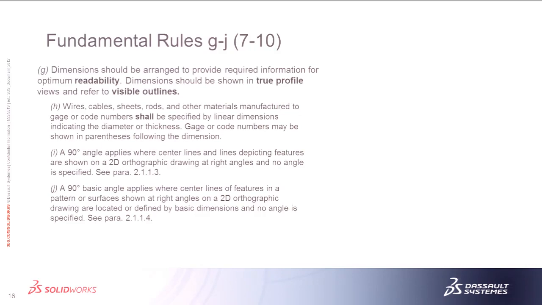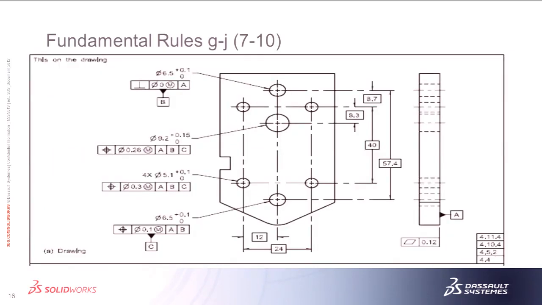Dimensions should be arranged to provide required information for optimum readability. True profile is big on this one, and you should always dimension to visible outlines. When we get new call-ups and they're trying to pick their front view, which is very important, your front view should always be your most important view. It should be a true profile. I always tell them if you have a part with a lot of holes, you should be able to see right through the holes. Seems like that's the simplest way to pick your front view.